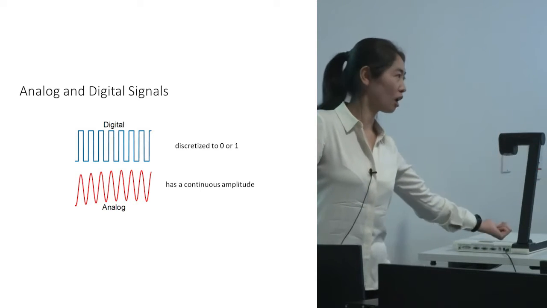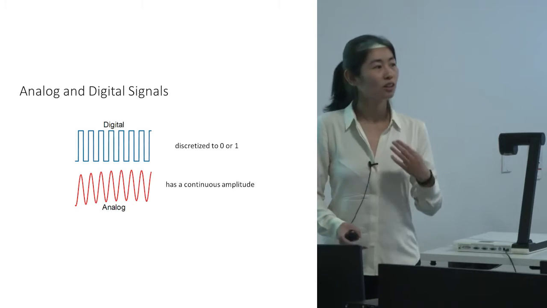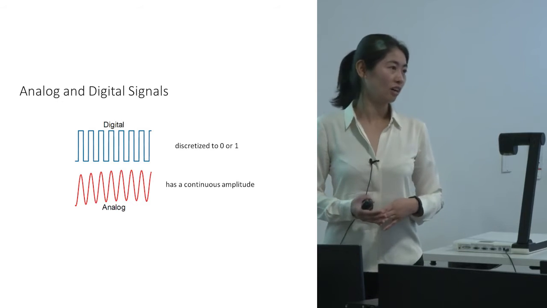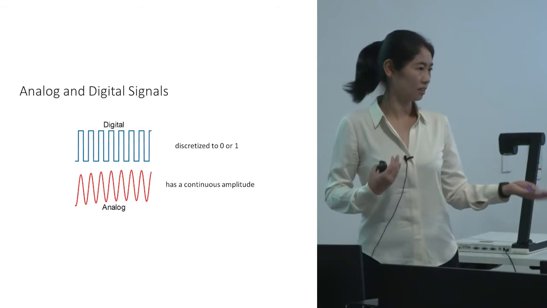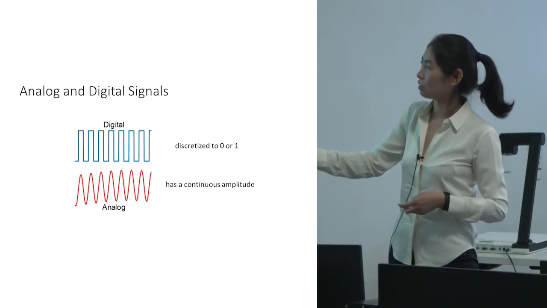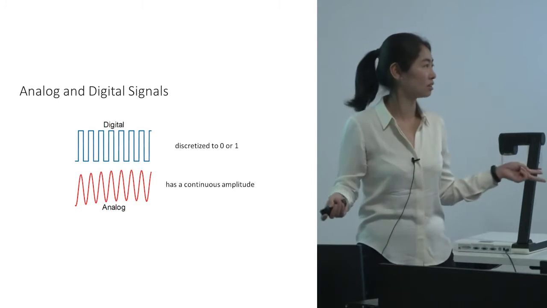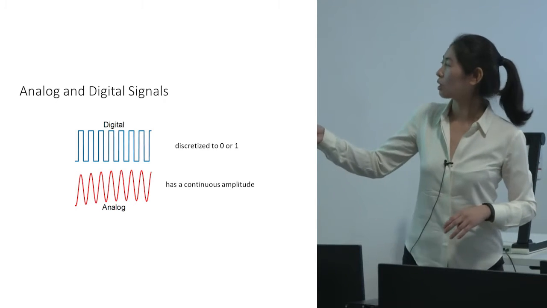For example, I want to talk to friends in Europe, and then I need to convert my analog signal into a digital signal. This process is called digitization. When you want to digitalize your signal, you need to do two things. One is called sampling, the other we will talk about later.